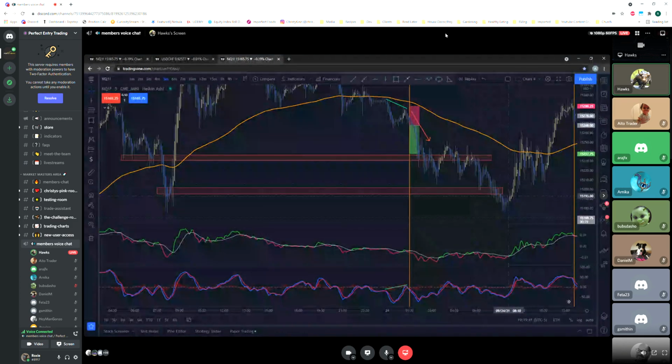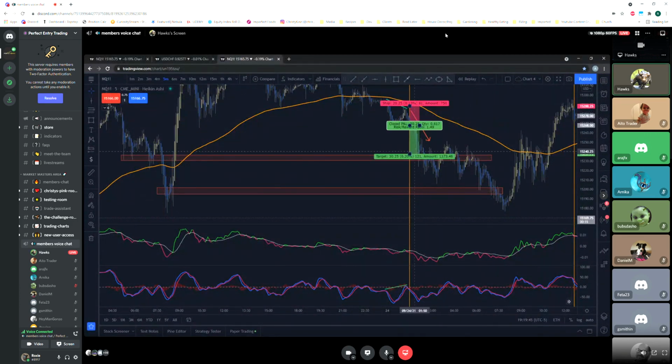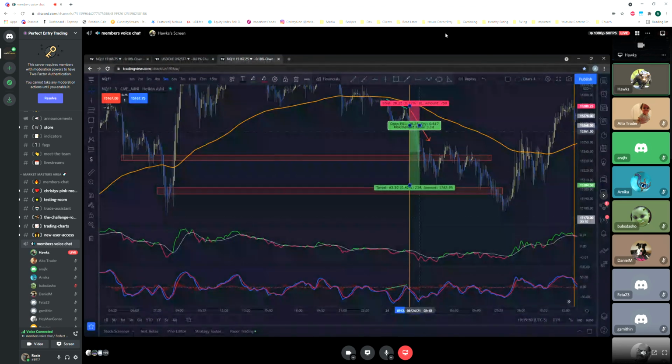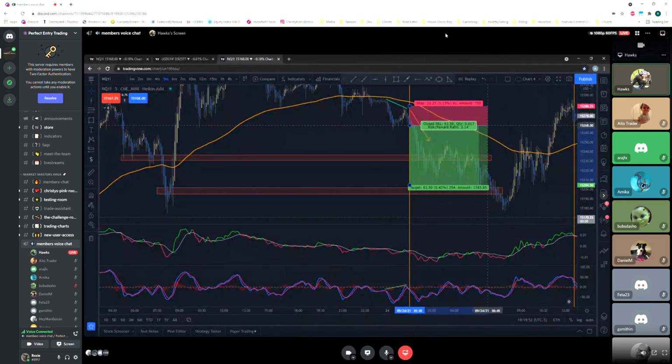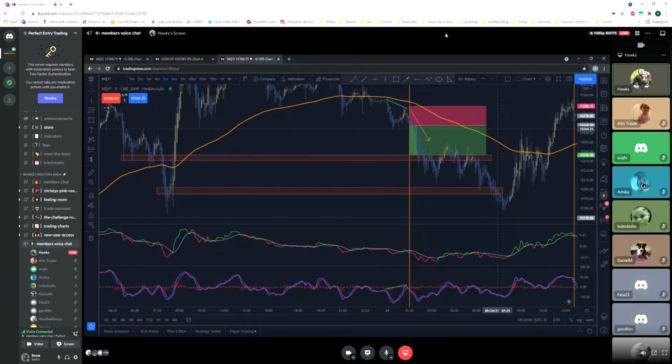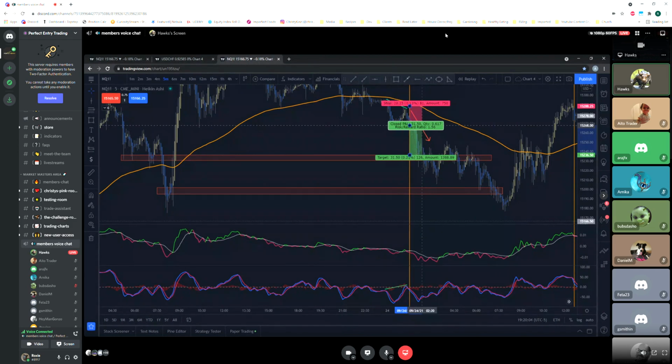Eventually it would have hit it. If I had set my target lower down in here, that would have been like a 1 to 3 or so. But I just follow market structure. That's how I do it. But if you're more comfortable collecting a 1-to-1 or 1-to-1.5 or 1-to-2, then by all means, just use this.